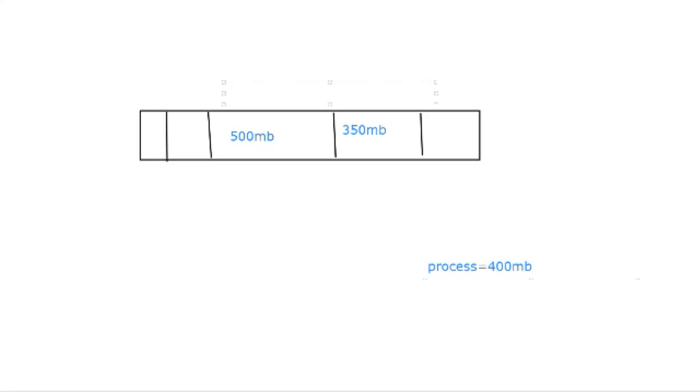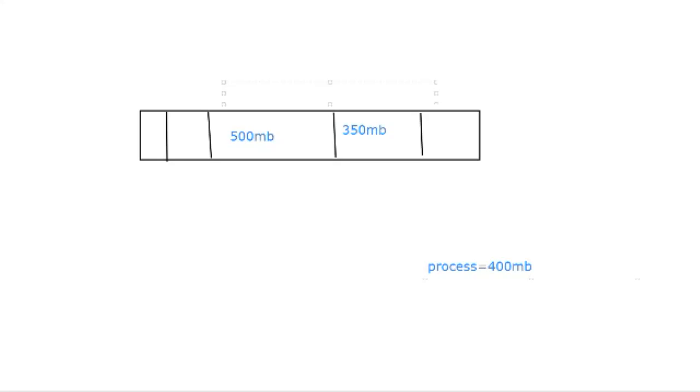So a process of 400 MB cannot be kept in block B because its size is 350 MB. So it will be kept in block A, which is of 500 MB. But 100 MB will get wasted because there will be a small fragment.